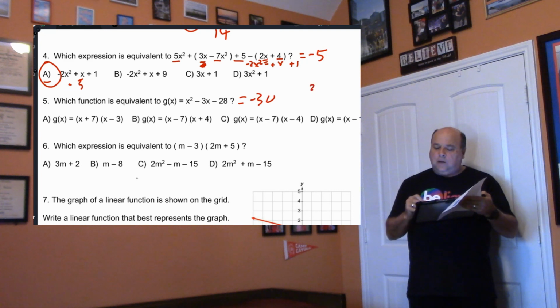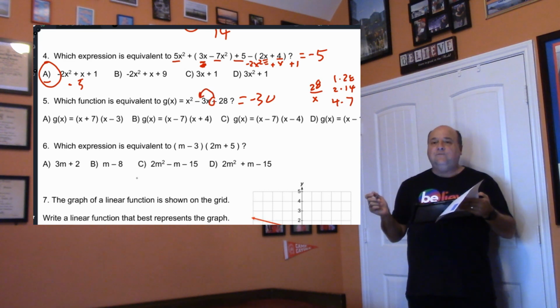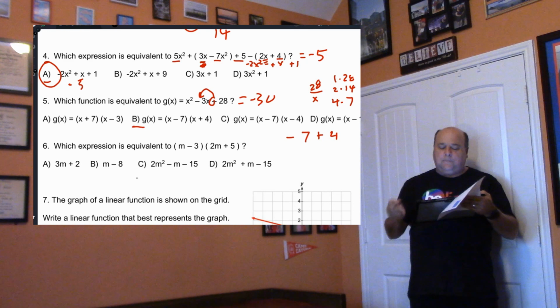Now then on this problem, you would graph 28 divided by x, hit enter, you would get 1 and 28, 2 and 14, and 4 and 7. Which one of those subtracts and gives us 3? It's going to be 7 and 4. So I need to put 7 and 4, the minus drops, and it's going to be plus. I need a 7 and a 4, let's try B.